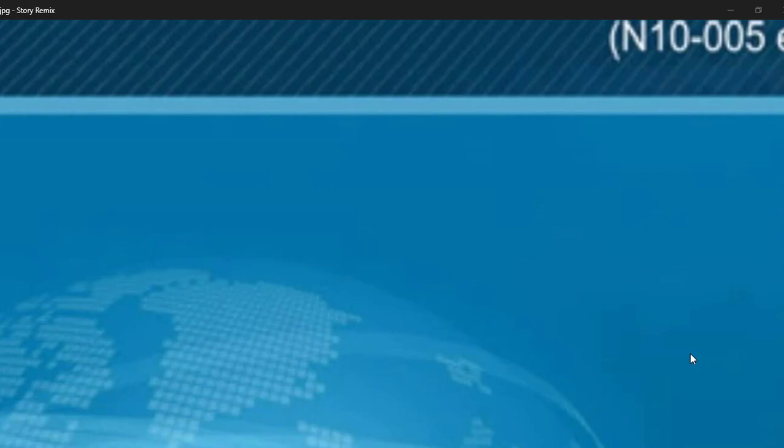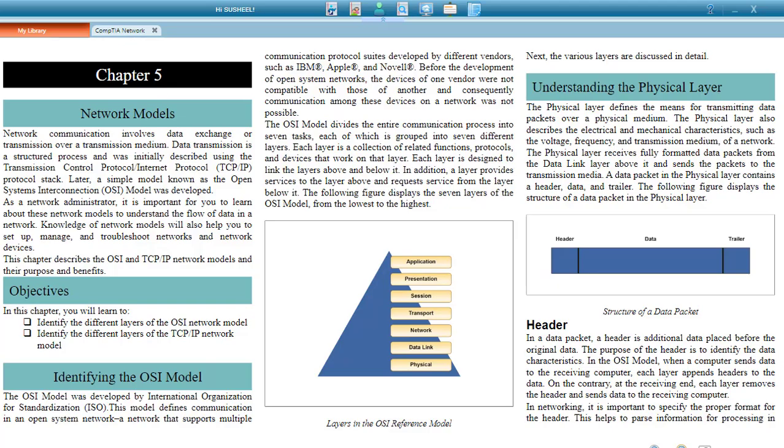Today's topic is network essential books. In this part, we will study network models and identify the different layers of the OSI network model and the different layers of the TCP/IP network model. Let's start. What are network models?